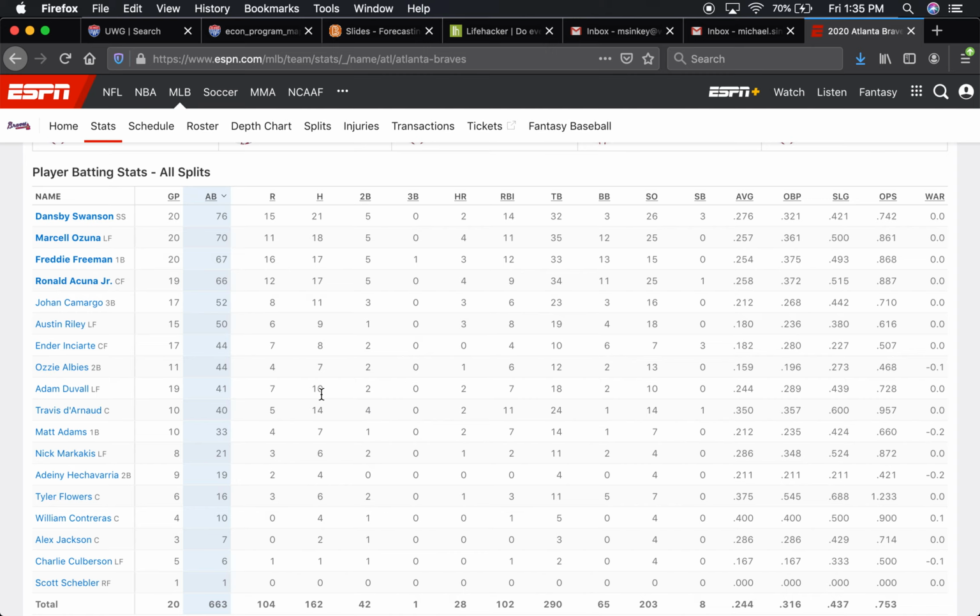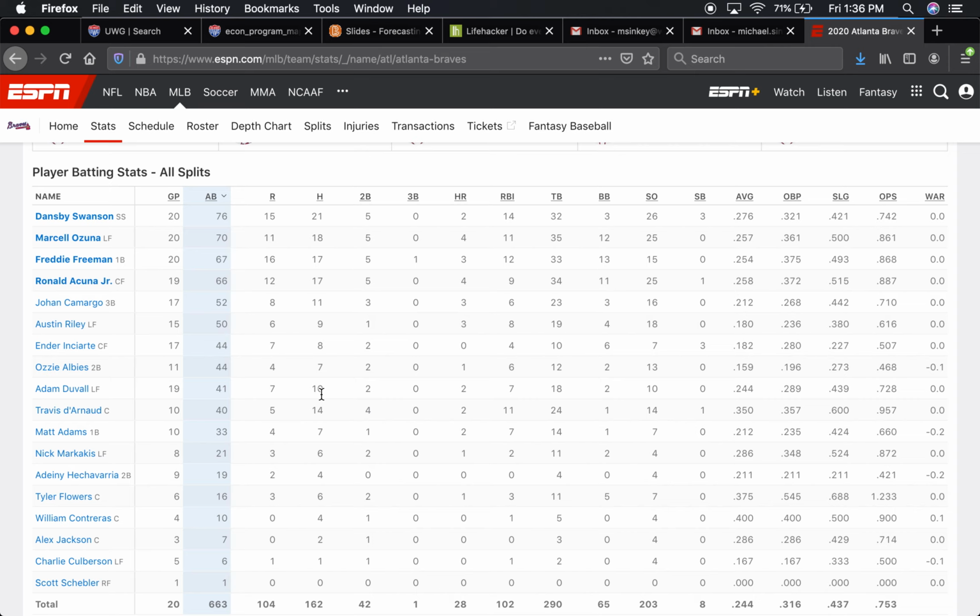So you see the number of games played, the number of at-bats, runs, hits, doubles, home runs, triples, RBI, total bases, walks, strikeouts, stolen bases, the batting average, the on-base percentage, the slugging percentage, the on-base plus slugging percentage, and the wins above replacement. You can see that all of those vary among players. But those are taken as of today.